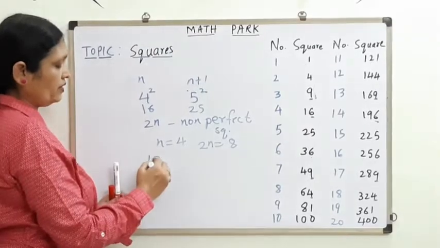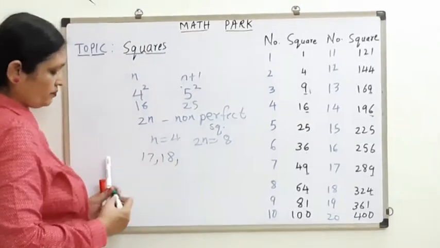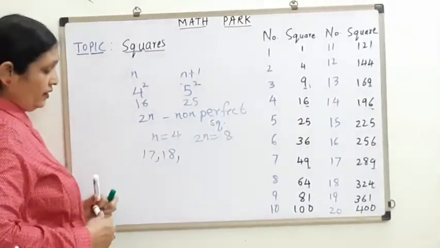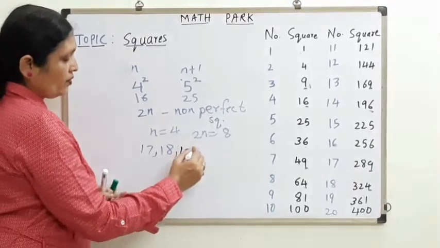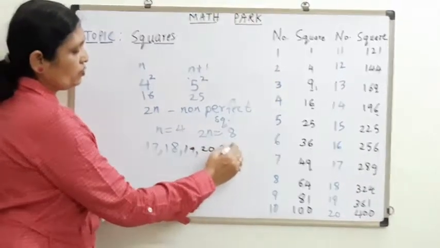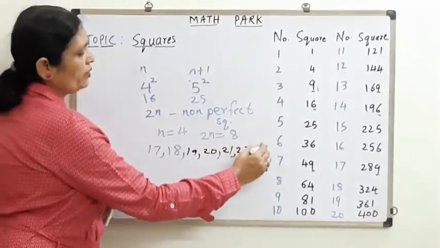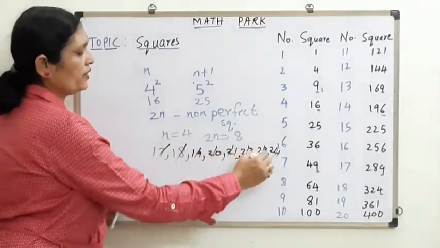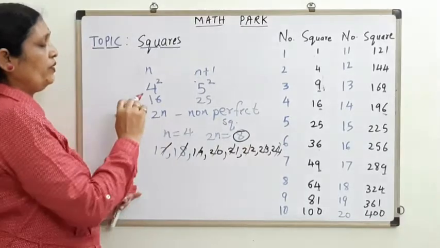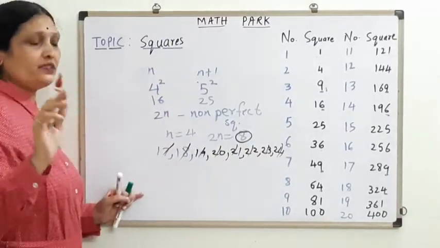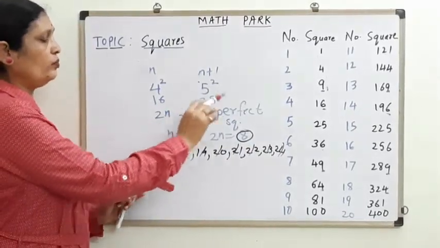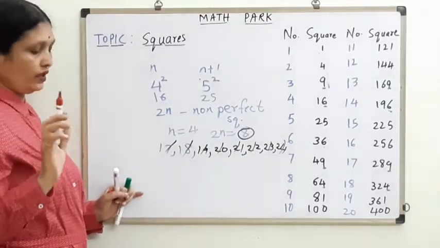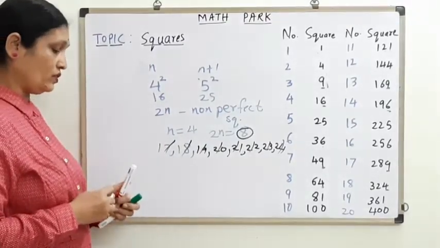Which are 17, 18, 19, 20, 21, 22, 23 and 24. Look at this: 1, 2, 3, 4, 5, 6, 7 and 8. So between two consecutive squares there will be 2n non-perfect squares. Okay, so this was about the properties of squares.